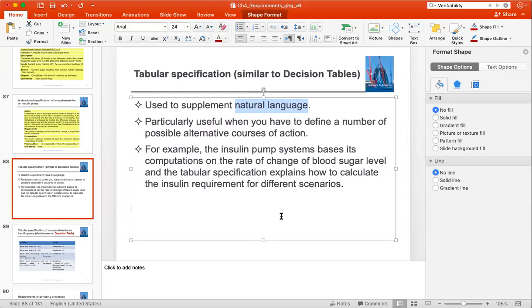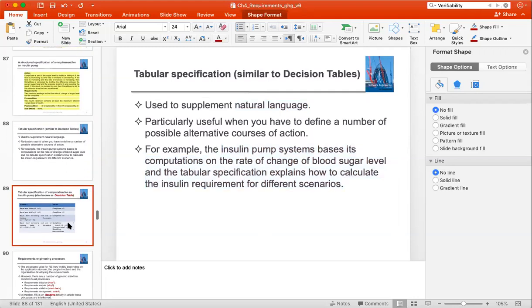Remember when we said that errors committed in the requirements are much harder to fix because they're much more costly? Yeah, so if you don't catch them now, it will be very, very hard to catch them later. You just discover them right at the end where it's very costly to modify or change the system. Okay, right. So for example, the insulin pump system that pumps insulin into diabetic patients bases its computations on the rate of change of blood sugar level, and a tabular specification would explain how to calculate the insulin in each case or for each different scenario. So let's look at an example of how that works.